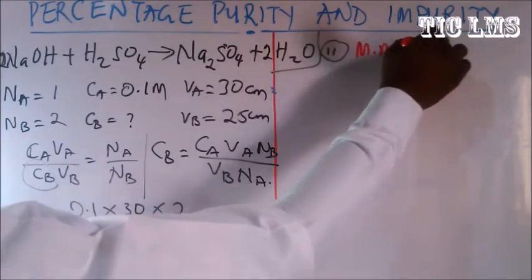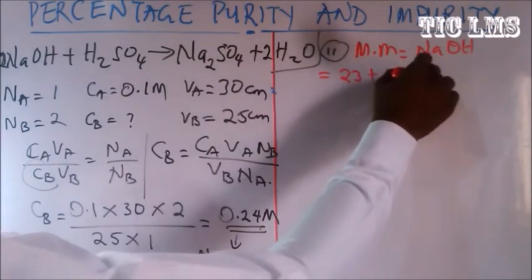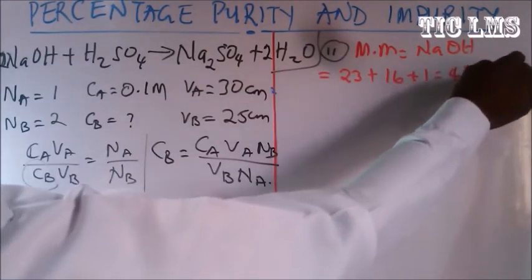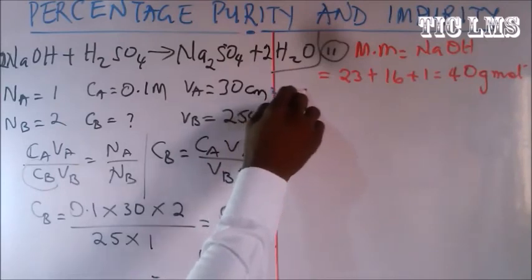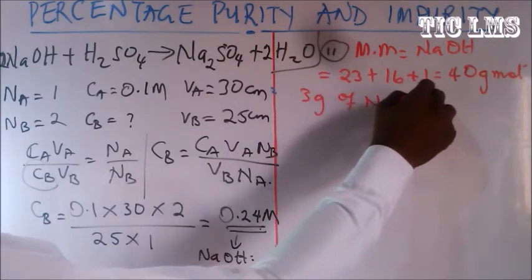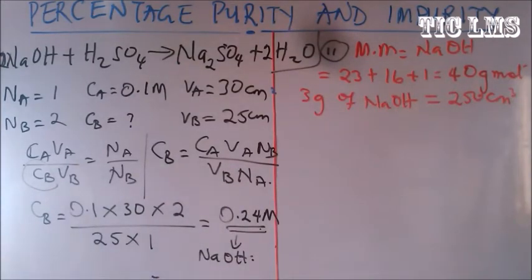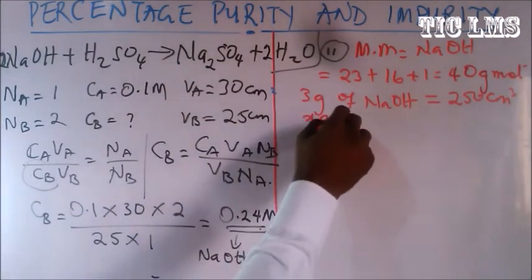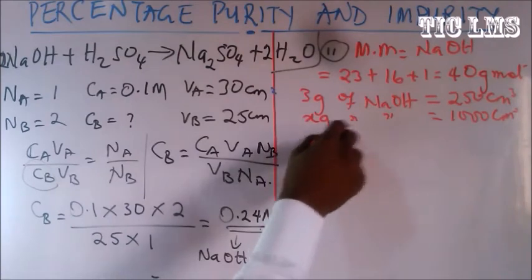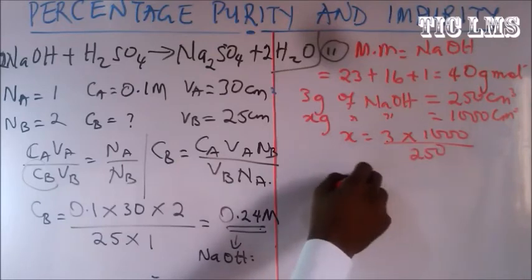So the molar mass of sodium hydroxide, we have our sodium to be 23 and oxygen is 16 plus 1. And so when we add all this, we have 40 grams per mole. Next, we are told that we have 3 grams of sodium hydroxide in 250 cm cubed, which is the impure solution of sodium hydroxide. How many grams of sodium hydroxide are we going to have in 1000 cm cubed? Now we want to make it standard, and so we have x equal to 3 times 1000 over 250, and this produces what?